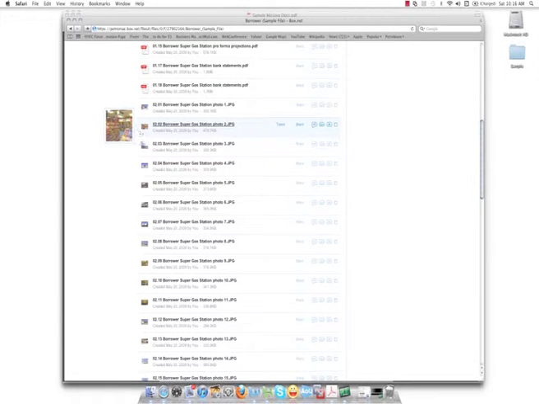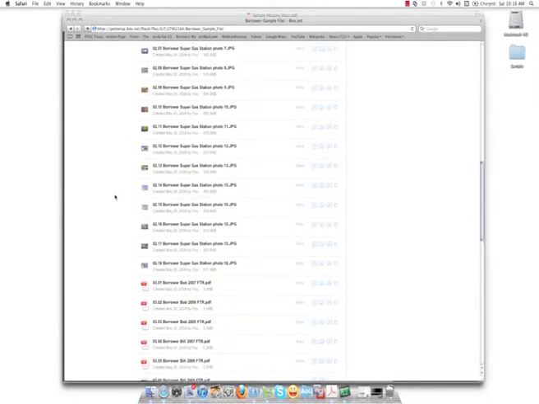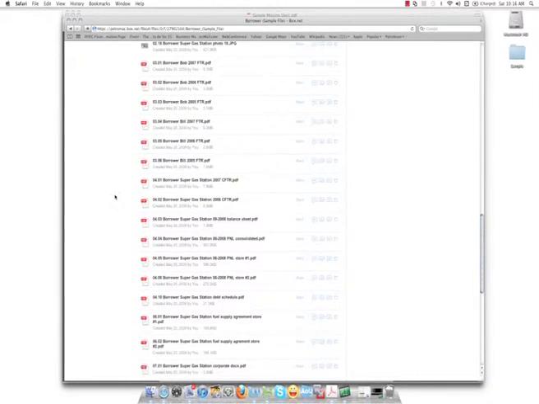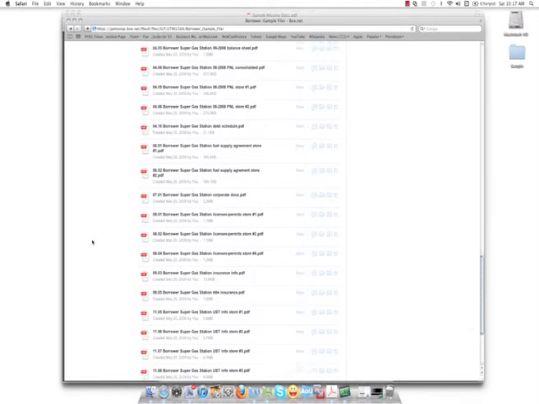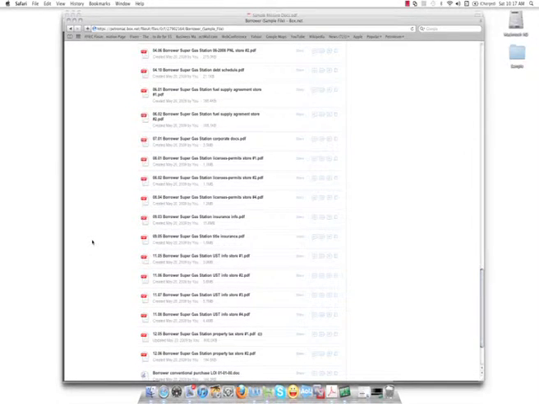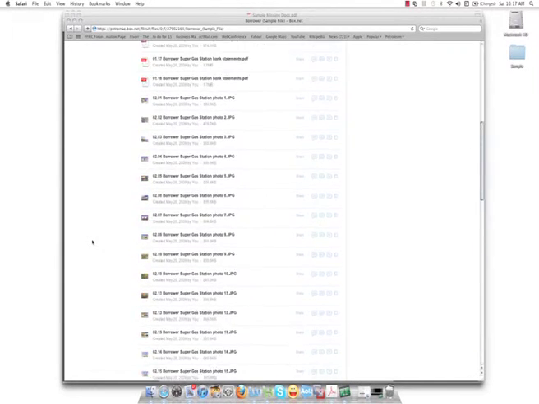We'll normally put the photos here. Financials on the borrower and the business in question are here. Personal tax returns, business tax returns, and then towards the bottom we'll put insurance information, corporate information, environmental information, licenses, and appraisals.